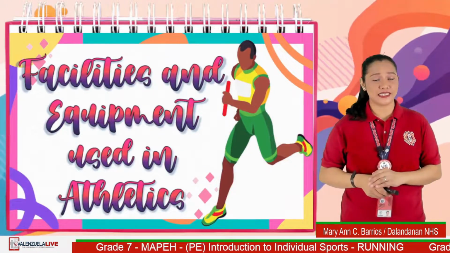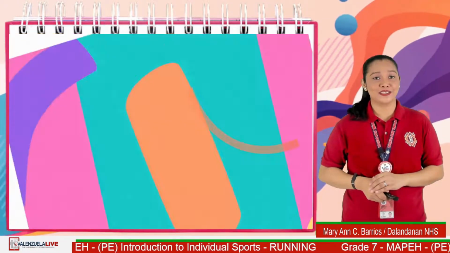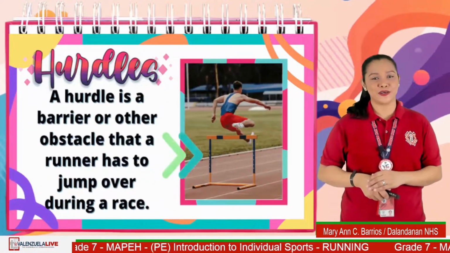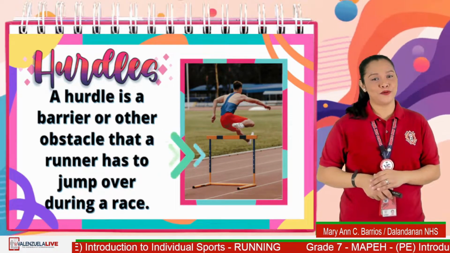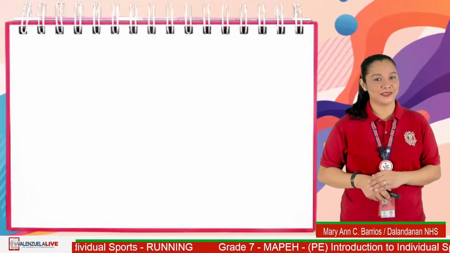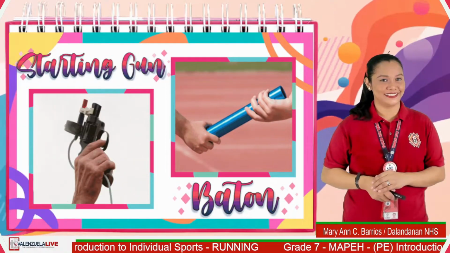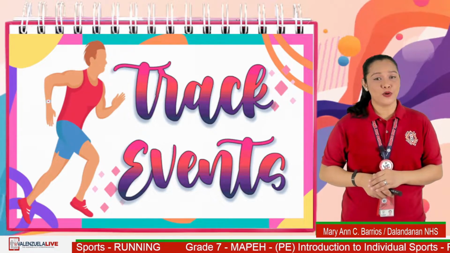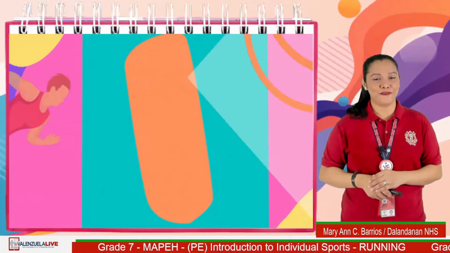What are the facilities and equipment used in athletics? This includes the following: track oval, hurdle. A hurdle is a barrier or other obstacle that a runner has to jump over during a race. Starting blocks, spike shoes, starting guns, and baton. What are track events? Track events often involve a field or a running track of varying measurements. These events are typically held on a 400-meter track.